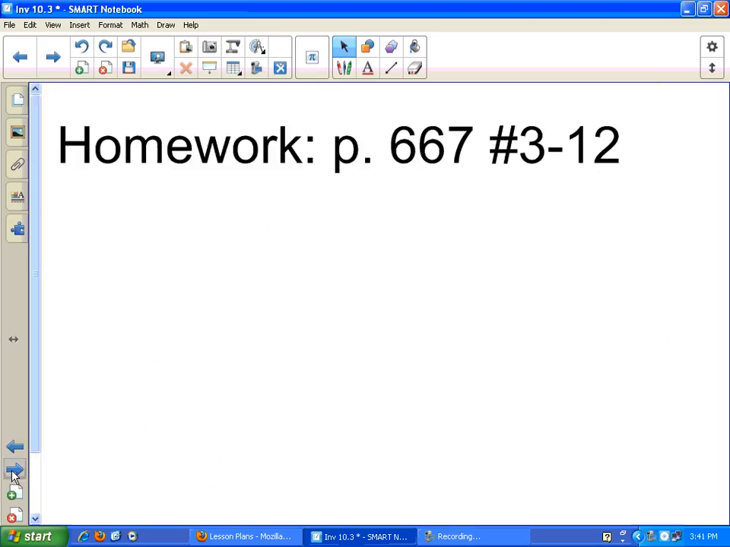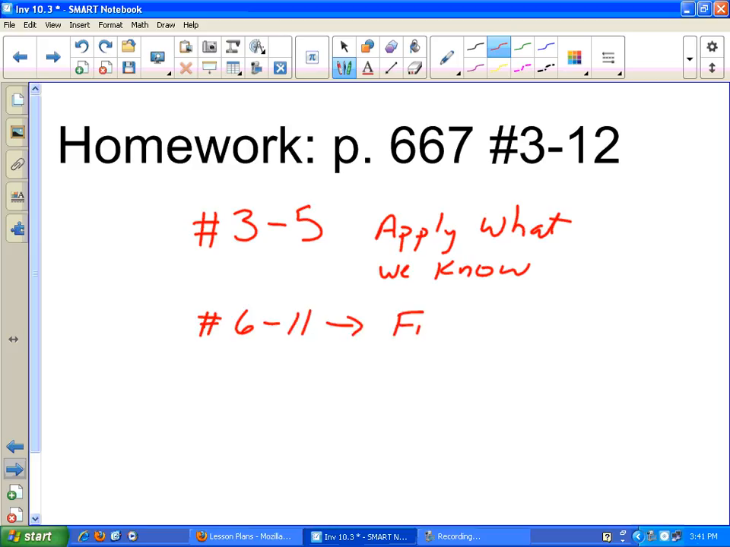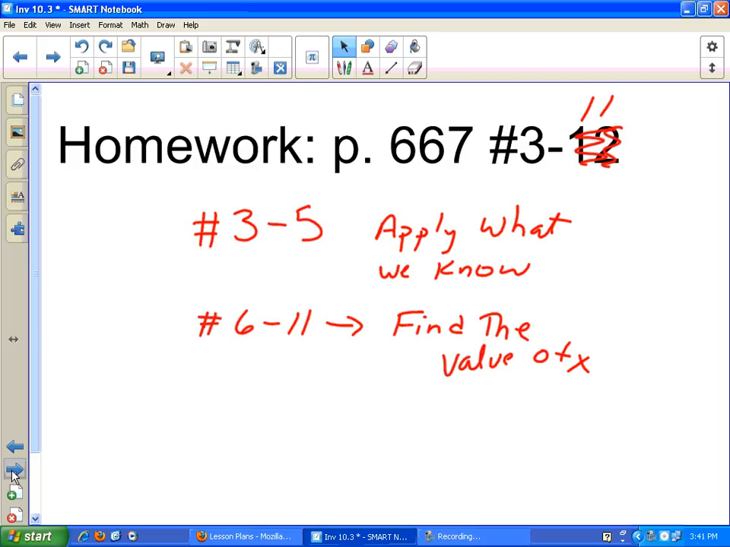On your homework tonight, you have page 667, number 3 through 12. Number 3 through 5, you need to apply what we know. So think of the theorems. And number 6 through 11, all you're going to do here is find the value of x. But I want to give you 3. And I tell you what, don't do 12, do 11. Give you guys a little break since you're doing this off a video.